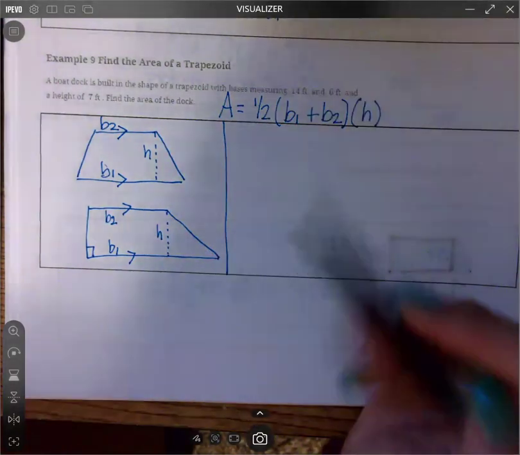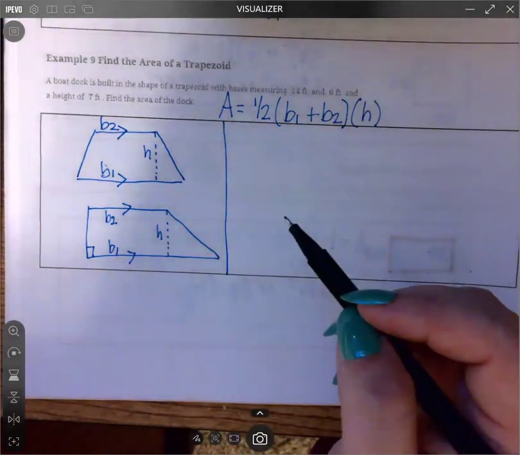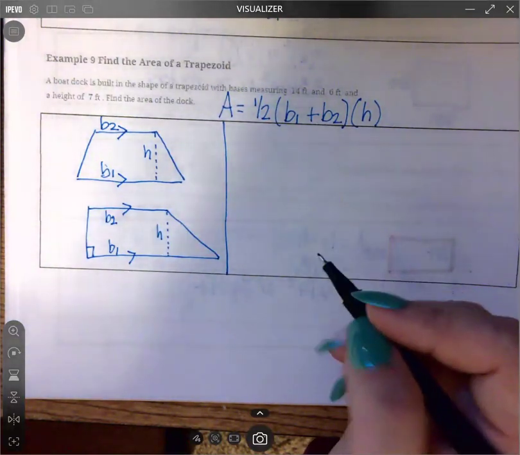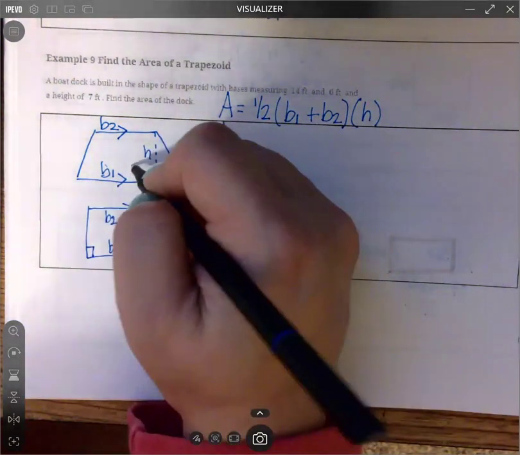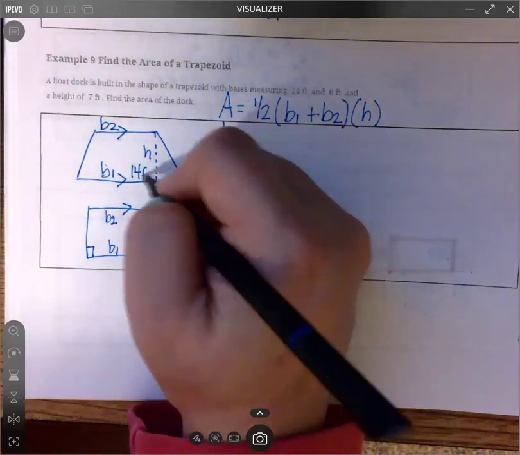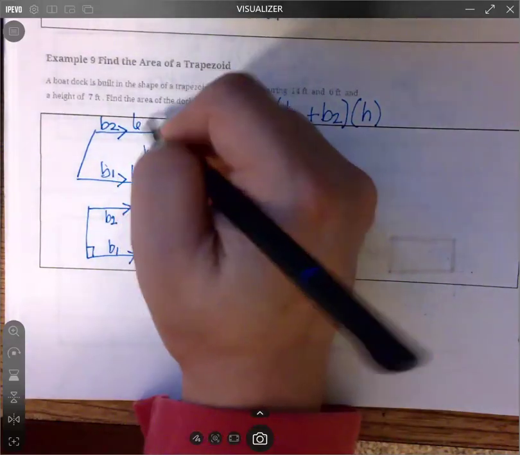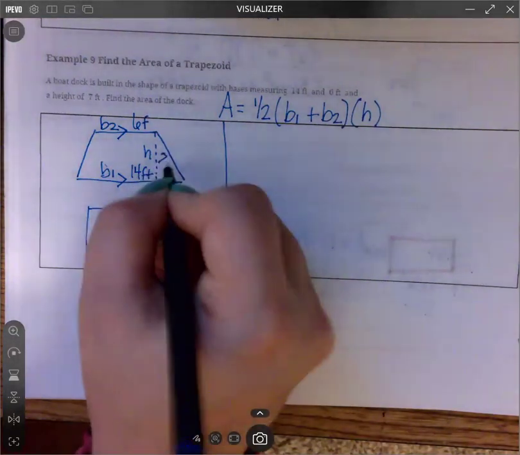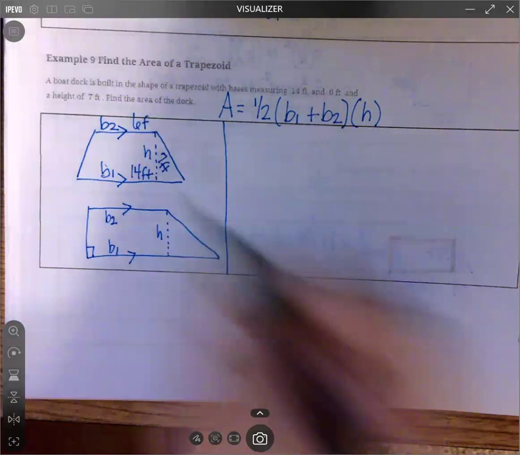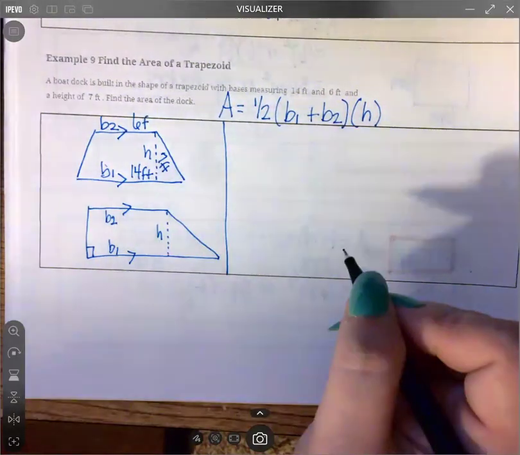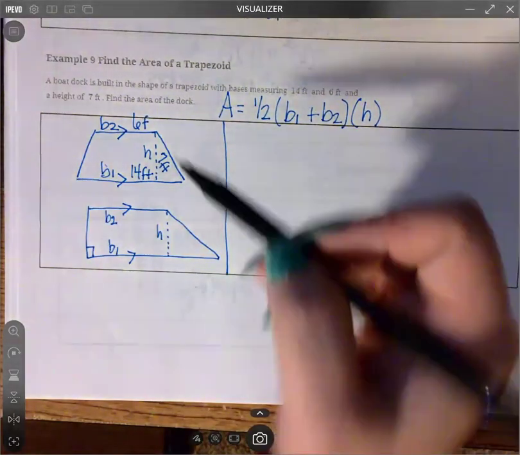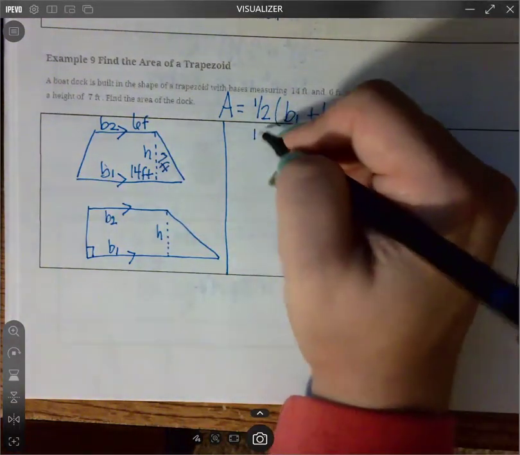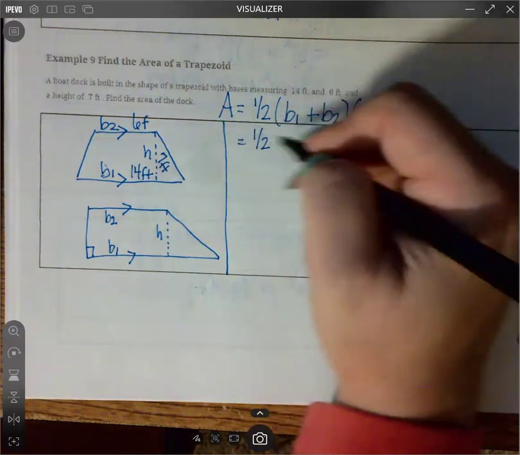Our scenario says a boat dock is built in the shape of a trapezoid with bases that measure 14 feet and 6 feet and a height of 7 feet. Find the area of the dock. Again, I've just labeled them on this top diagram. So we're going to go ahead and plug in those numbers.